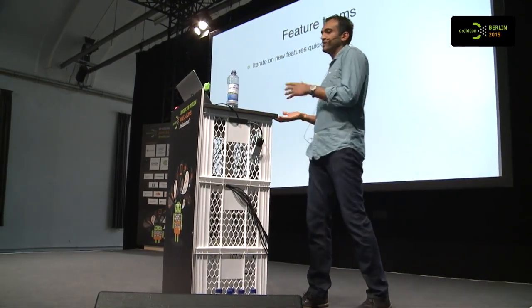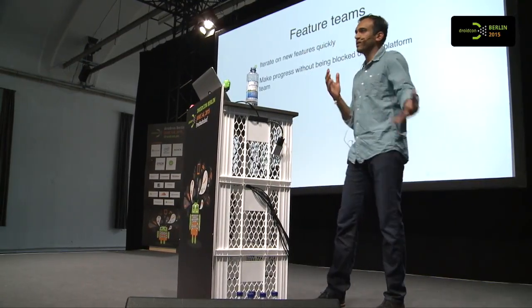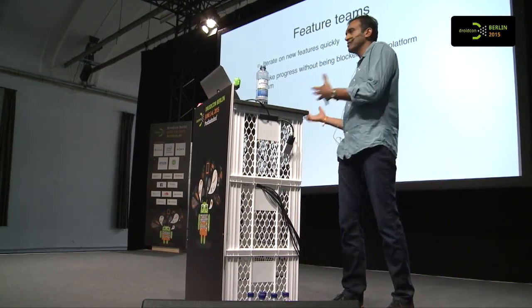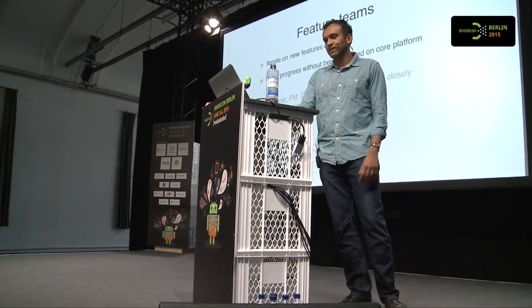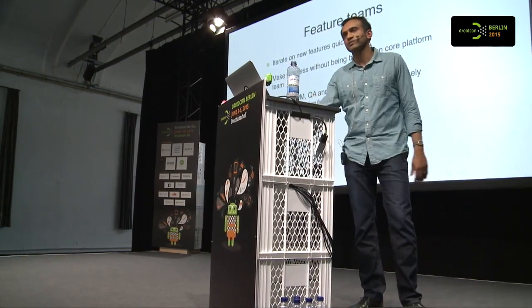And so what are the benefits of feature teams? Well, you can iterate very quickly on new features. You can make progress without being blocked on the kind of Android experts. And you can have all the disciplines working very closely together to ship stuff. And also the important thing is that there's long-term ownership of features.